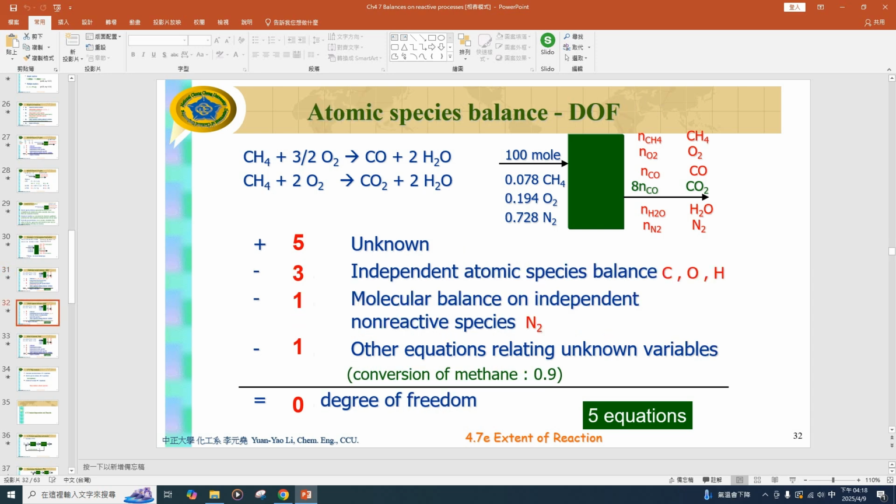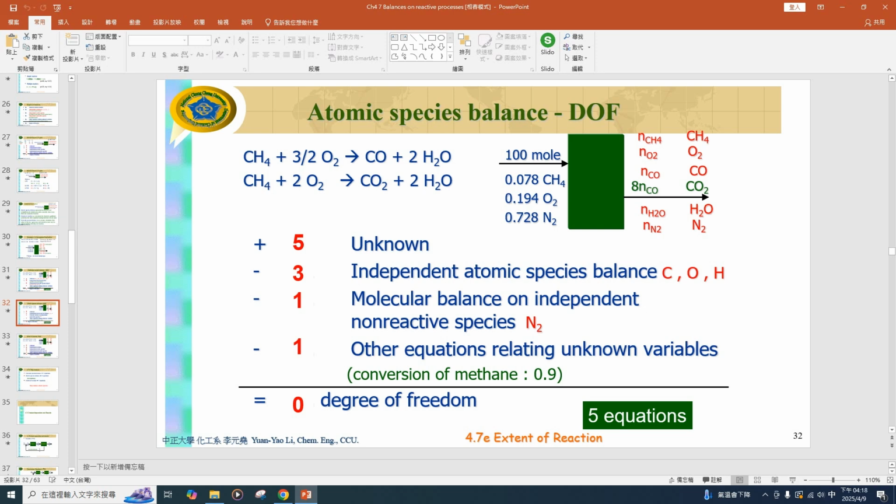For the atomic species balance, you also have 4 terms. The first one is unknowns, the simple one. The second one is how many independent atomic species balances. You need to remember, atomic species balance is not methane, oxygen gas, nitrogen gas. It's carbon atom, oxygen atom, and hydrogen atom. So you do input equal to output, not methane input equal to methane output. Instead, you use carbon input equal to carbon output, hydrogen input equal to hydrogen output.